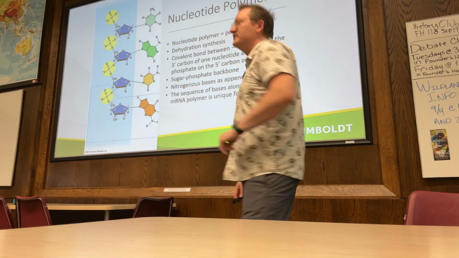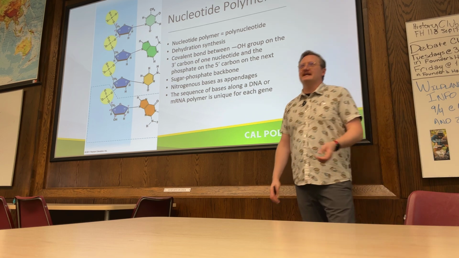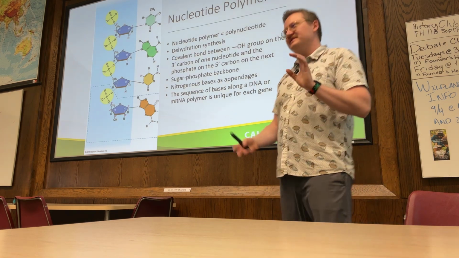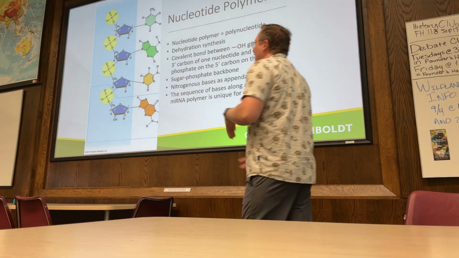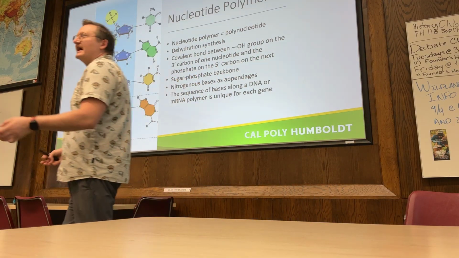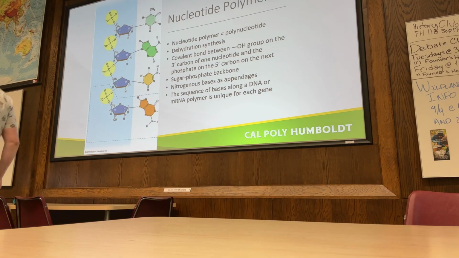All right? So once you polymerize a nucleotide, once you take a bunch of nucleotides and join them into sequences, you're looking at a nucleic acid or a polynucleotide. These are both terms that are acceptable, all right? And they look like this. Repeating sugar phosphate backbone, all right? Sugar, phosphate, sugar, phosphate, sugar, phosphate, sugar, phosphate.